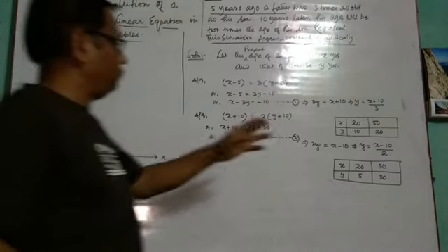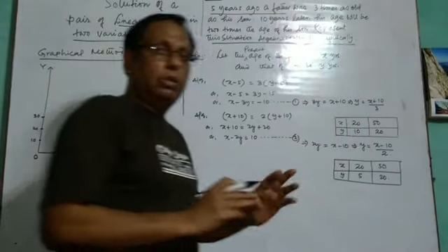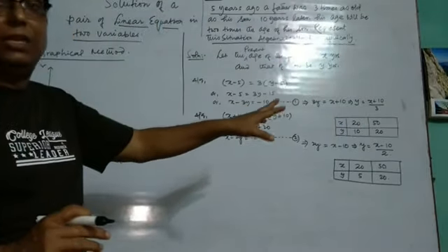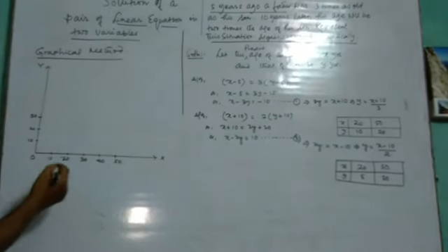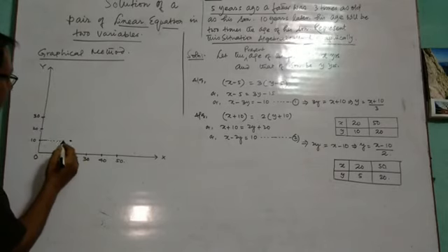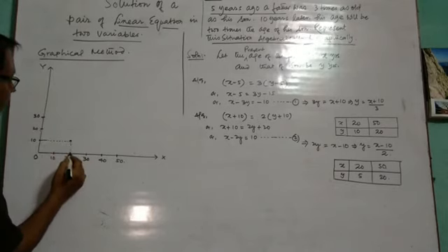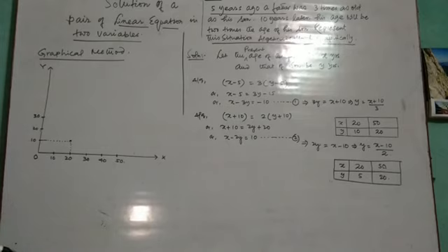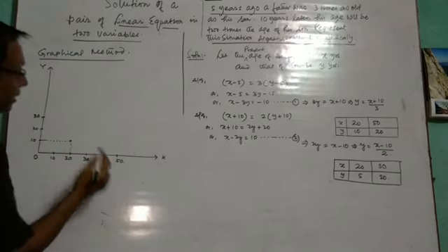Now the first equation: the ordered pair is 20, 10. X value 20, Y value 10. So this very point. In the graph paper, you can easily locate it. Its abscissa is 20 and ordinate is 10. You have plotted 20, 10.